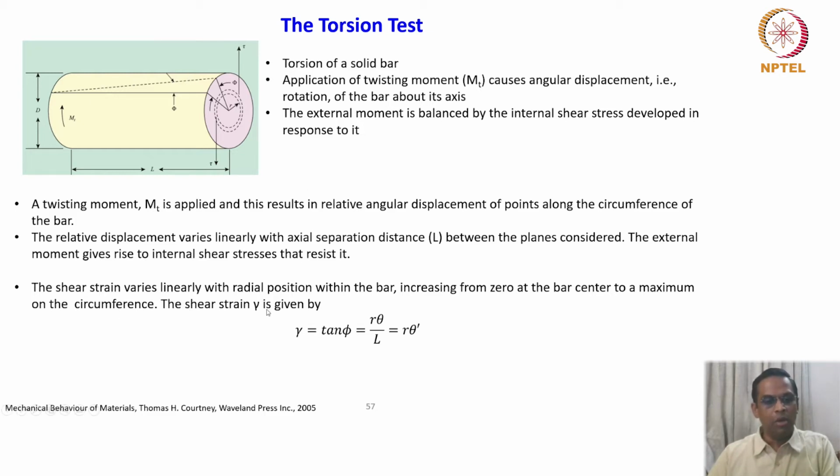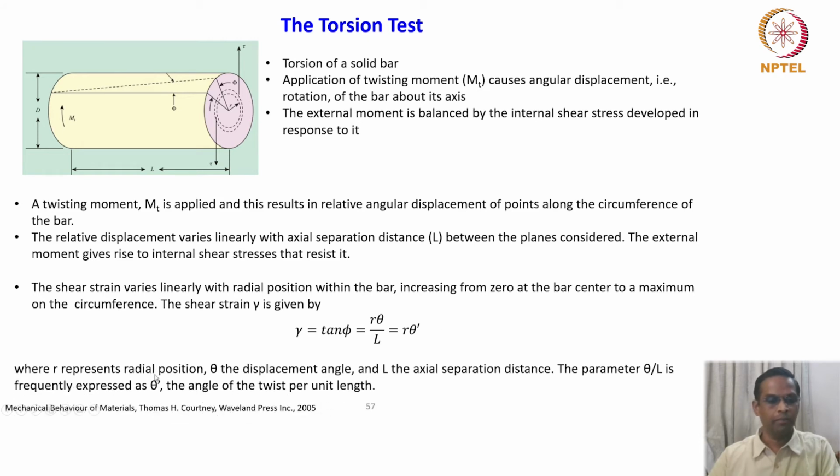So the shear strain gamma is given by, you can simply look at this geometry. This curve length is r theta. So r theta by L is tan phi. Normally this theta by L is denoted by theta prime, where r represents the radial position, theta the displacement angle, and L the axial separation distance. The parameter theta by L is frequently expressed as theta prime, the angle of twist per unit length.